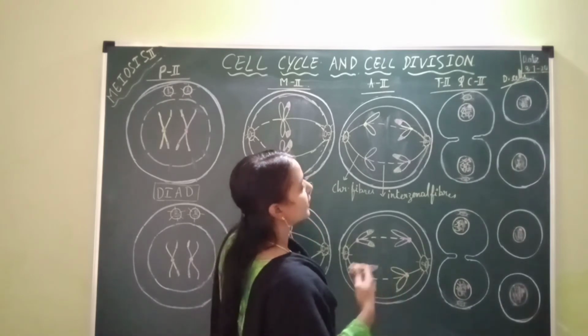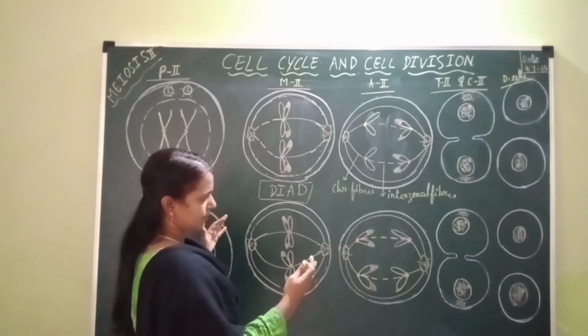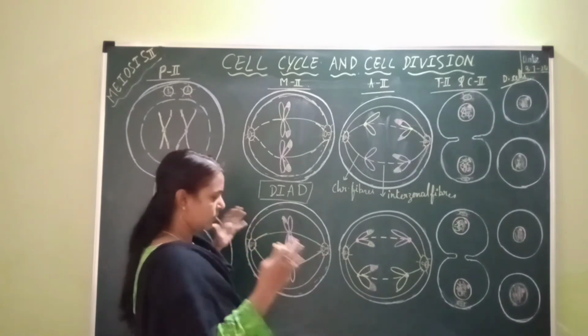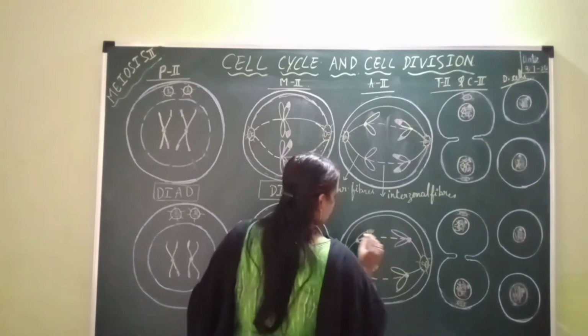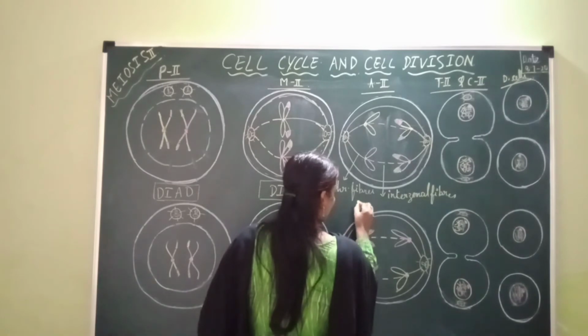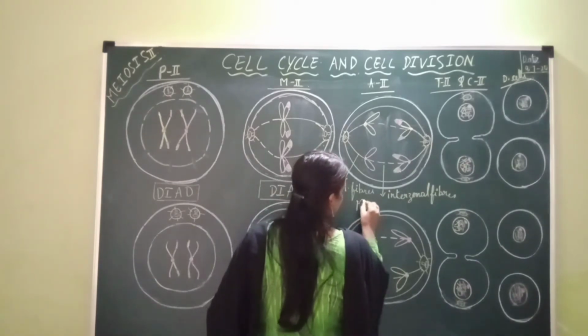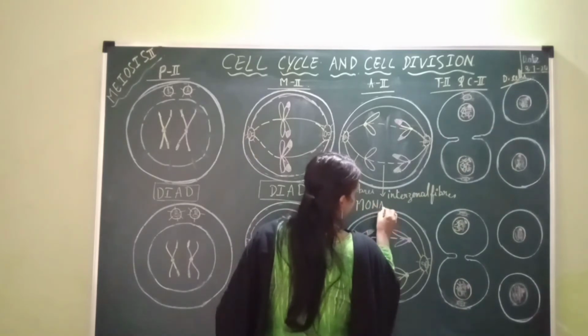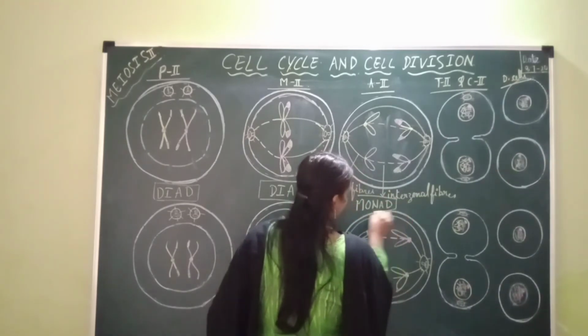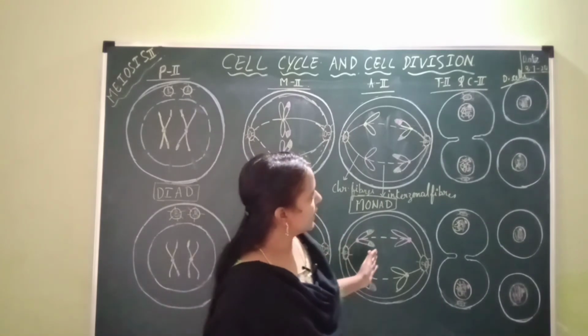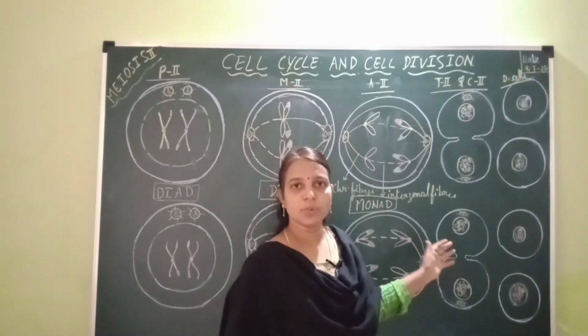By the end of Anaphase-II, these chromosomes having one chromatid reach the two opposite poles of the cell. So in Anaphase-II, each chromosome has only one chromatid. This condition is called the monad condition of chromosomes. Okay, now after Anaphase-II, the cell enters into Telophase-II.